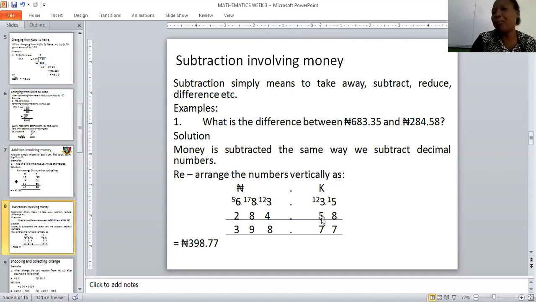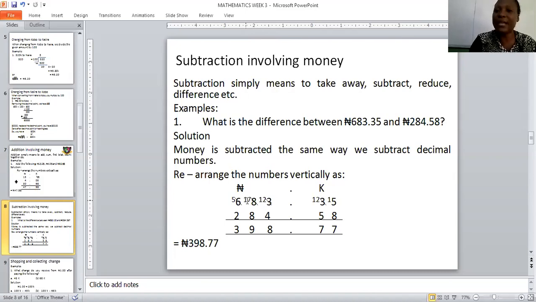2 take away 5 is not possible. I will go to the next digit, which is 3. I will borrow 1 from 3, take it to 2. It becomes 12. And this 3 will reduce to 2. 12 take away 5 will give me 7. Remember, we are having 2 left here because we have come here to borrow. You go to the next digit, which is 8. Borrow 1 from 8, take it to this 2. It becomes 12, while 8 will reduce to 7. Now 12 take away 4 will give you 8.